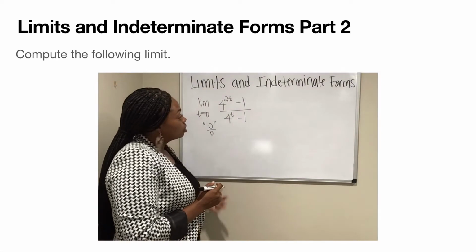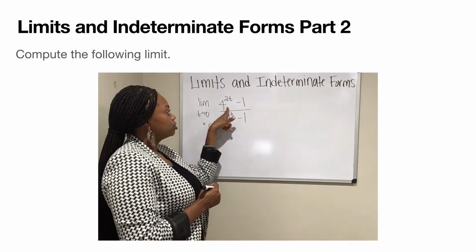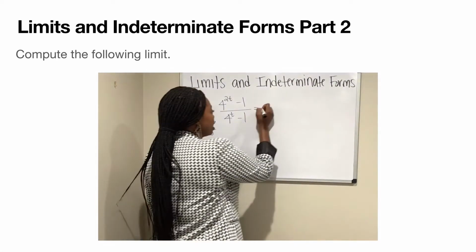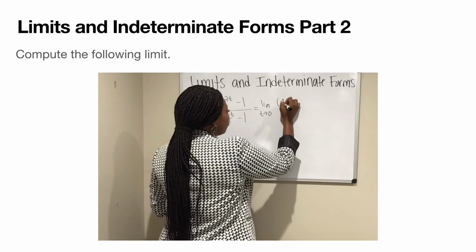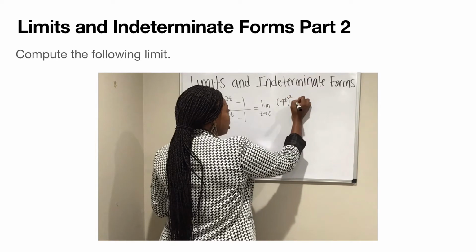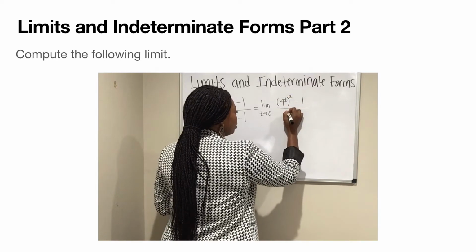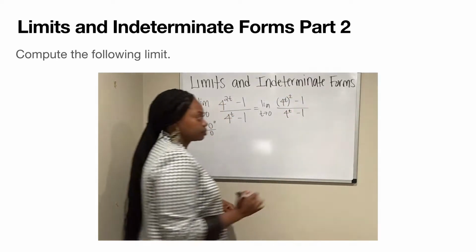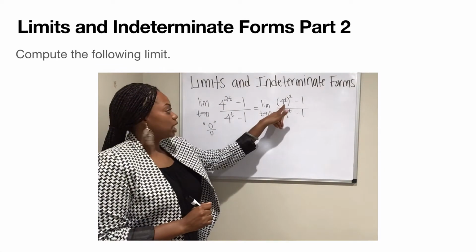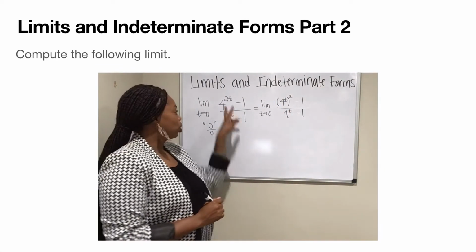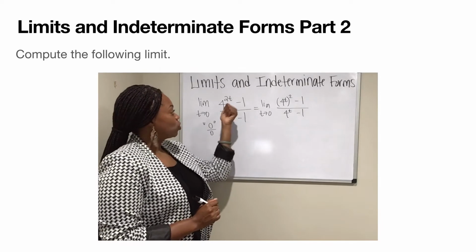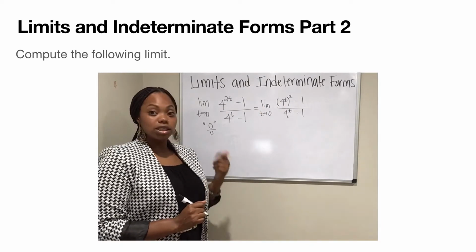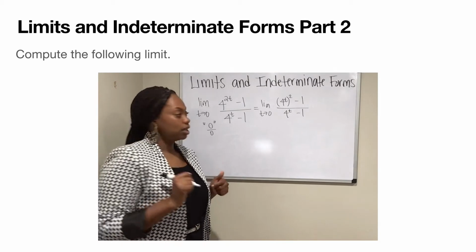One thing we can notice is that 4^(2t) is the same thing as, I'm going to take this limit as t approaches 0, ((4^t)^2 - 1) / (4^t - 1). And that is because when we take an exponent and raise it to an exponent, we just multiply those two numbers together. So 4^(2t) is the same thing as (4^t)^2.